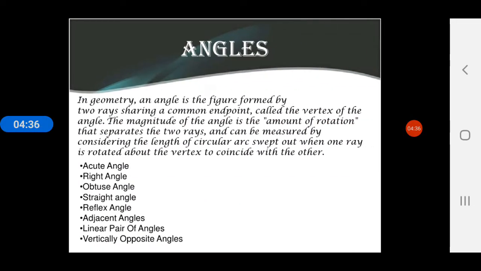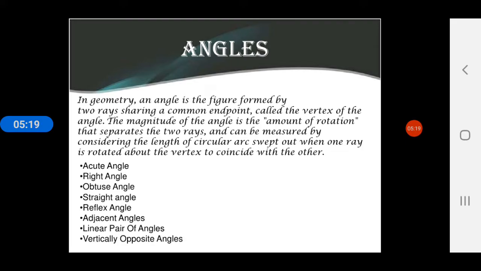Next is angle. In geometry, an angle is the name of the figure formed by two rays sharing a common endpoint called the vertex. Just now we have studied what is a ray. Ray is a part of line which is having one endpoint, and on the other side it can be extended indefinitely. So if two rays are having the same endpoint, and that endpoint is known as vertex, they form an angle. The amount of rotation, how apart they are, can be measured by using a protractor.